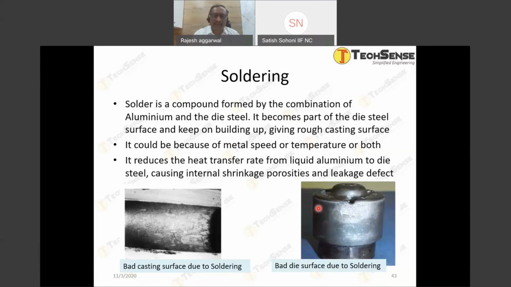The left side image you see is the cut section of the casting, where you see the soldering impact on the casting. The right side image is of the die surface due to soldering.